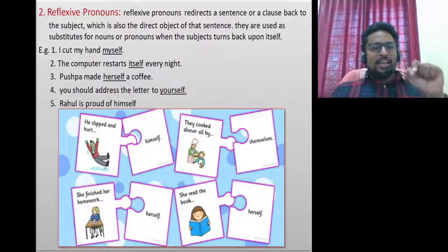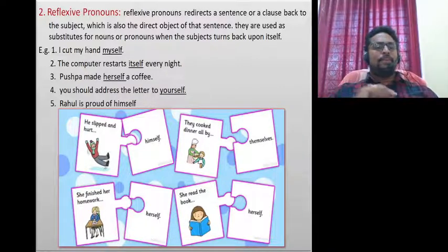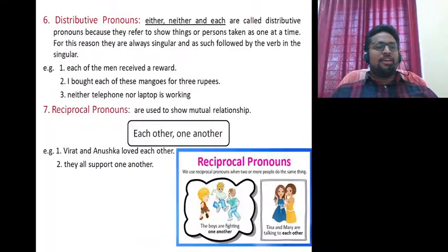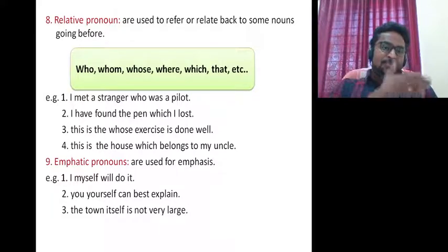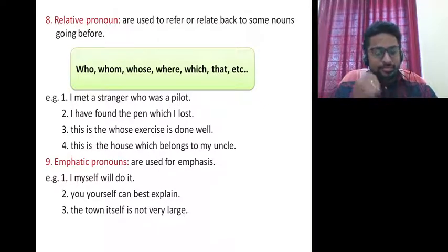I myself can finish my assignment. I cut my hand myself. Myself, that action is going back onto the subject. I can finish my assignment myself.